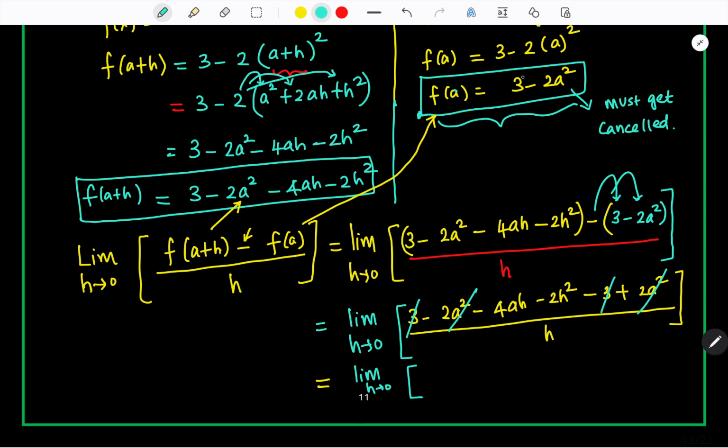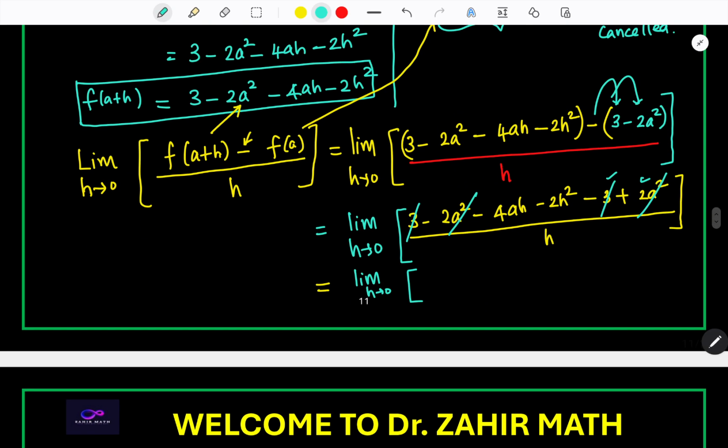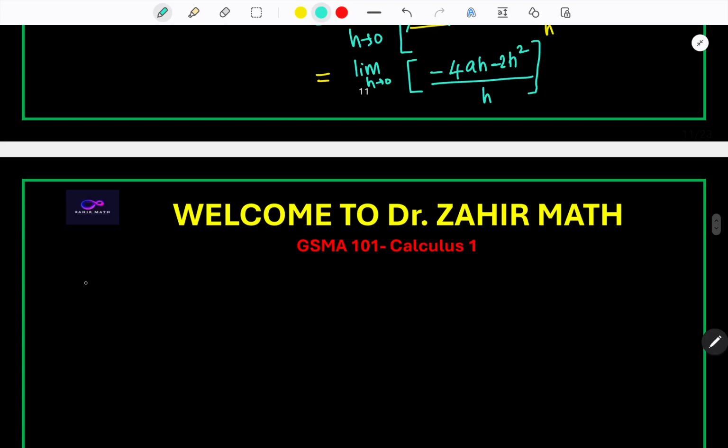It means what? Look here, this 3 gets cancelled. This minus 2a square, it gets cancelled. Okay, keep in your mind, the minus becomes plus. So what is your remaining answer? Your remaining answer is minus 4ah minus 2h square divided by h, because this cancelled, this cancelled, this cancelled, this cancelled. So remaining is 2 terms. So therefore limit h goes to 0. I'll write once again: minus 4ah minus 2h square divided by h.